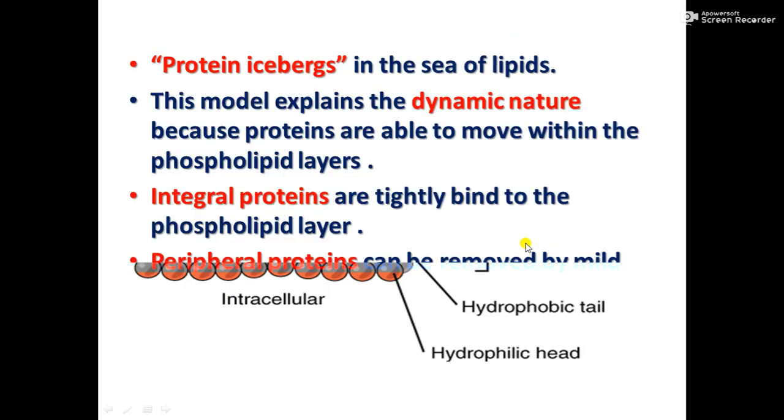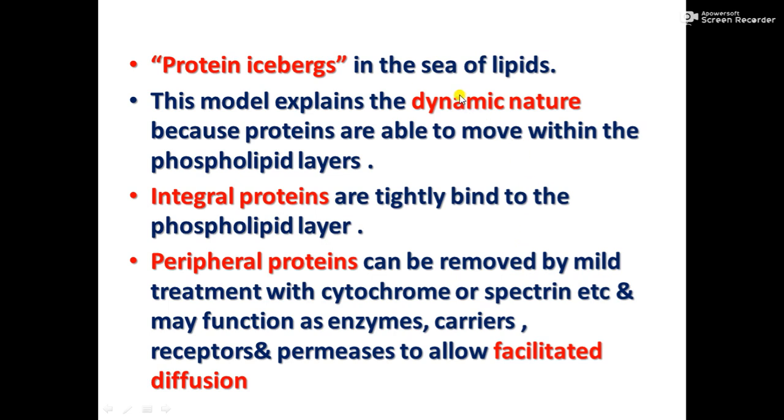Now let us go on to the notes. See, this fluid mosaic model explains the dynamic nature of the membrane because proteins are able to move within the phospholipid layers. So it is said to be a protein iceberg in the sea of lipids, as you have seen in this diagram. See, ice floats in water and it can move in water. Just like that, the protein can move in the sea of lipids. So it is called a protein iceberg in the sea of lipids.